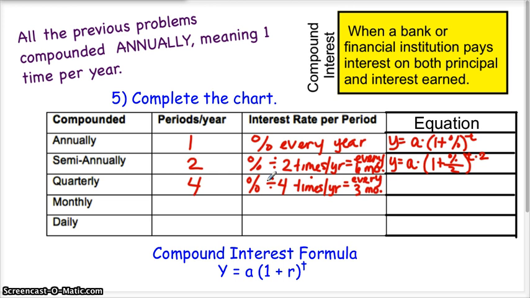The equation would be y, our total amount of money, equals the principal or starting amount times 100% or 1 plus our percentage of interest divided by 4, and our exponent now will be the number of years that the money's in the bank or the financial institution times 4, because we get the interest 4 times each year. You try to fill in the monthly and daily rows. Pause the video and do that now.